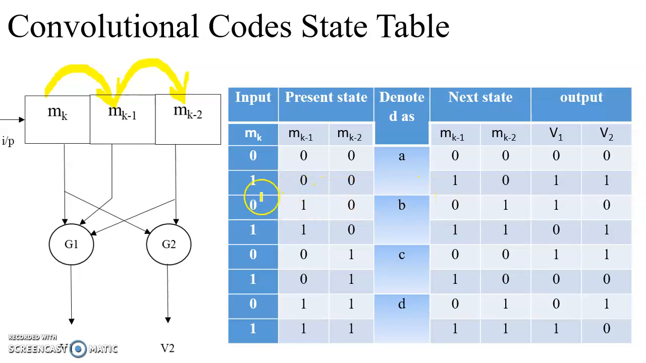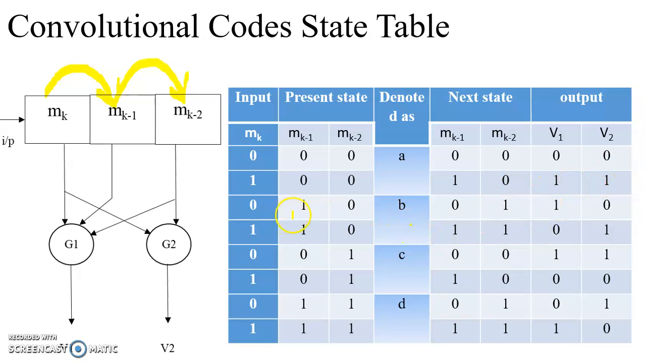Next we are going on to the input 1. Present state is 0, 0, input is 1. So the next state will be, 1 is moving into the Mk minus 1 position and this 0 is moving to the Mk minus 2 position in the next state. So it is going to be 1, 0. And the output is 1 plus 0 plus 0 for V1, that is 1. And for V2, it is 1 plus 0, that is 1.